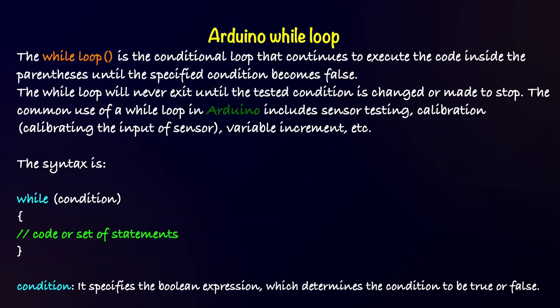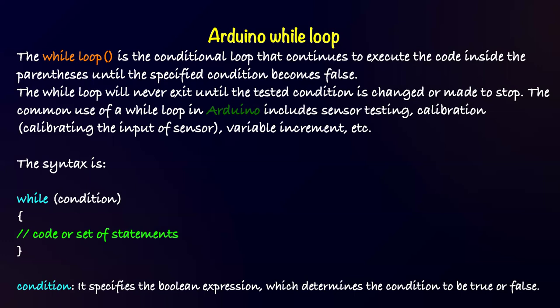So what are the common uses, dear students? The common uses are sensor testing, when we are testing any kind of sensor. It can be calibration. Any sensor needs to be calibrated to its zero value, to its negative value, to its normal values, any values. And variable increment. These kinds of things we are doing using a while loop.